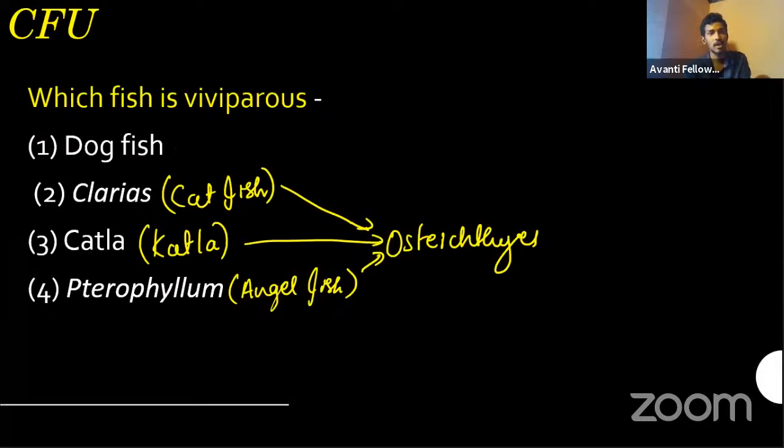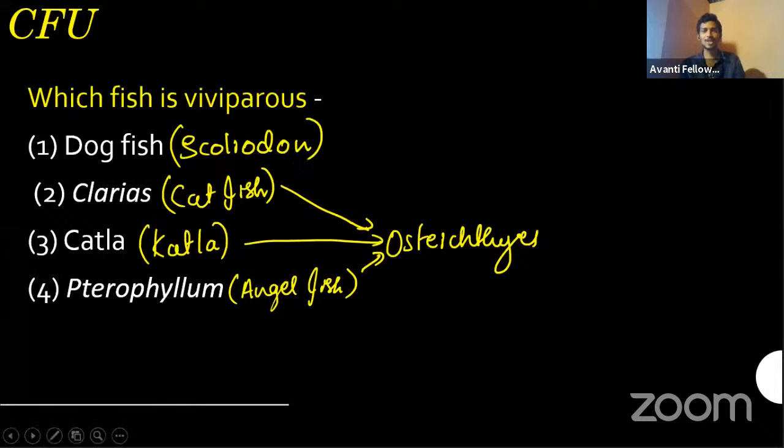Bony fish. Okay. What is the scientific name of the dogfish? Scientific name of the dogfish. Anybody can answer? Exactly. Scoliodon. Not octopus. That is devilfish. Octopus is devilfish. Dogfish is Scoliodon. Okay, don't forget. So which class does this belong to? Cartilaginous fish.